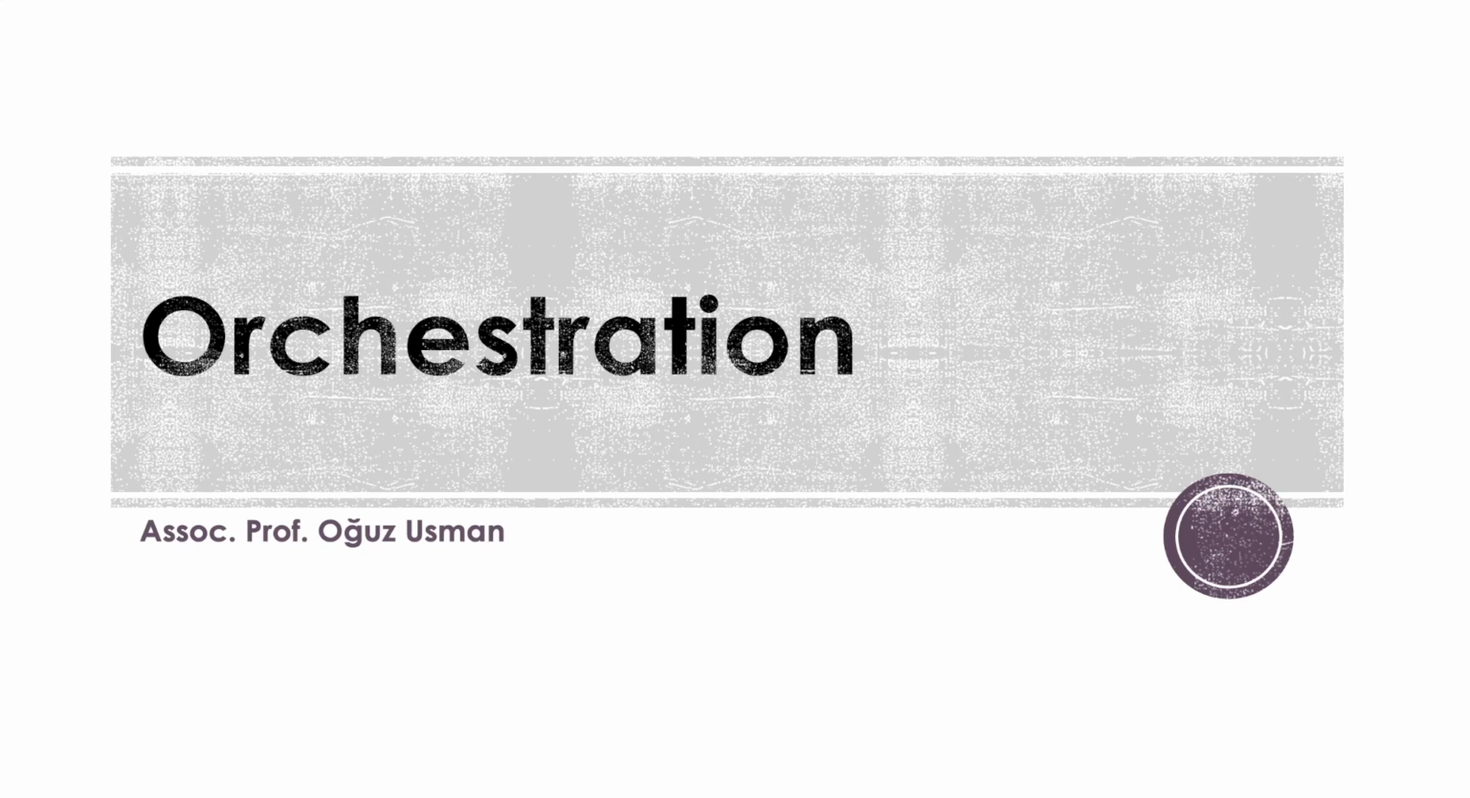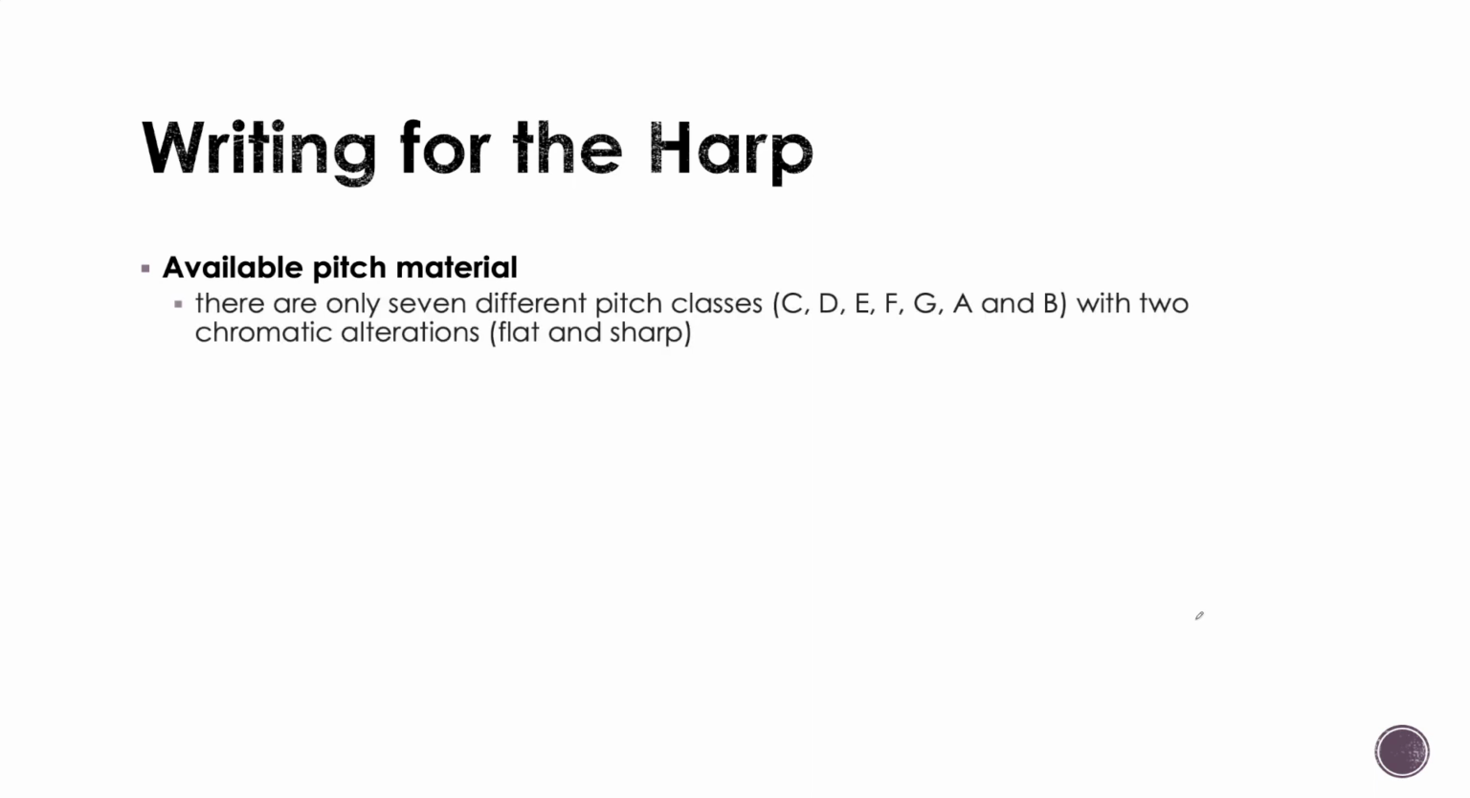Hello. In this lecture, we are going to talk about the harp. If you write for the harp, you have to take the following points into consideration. First, available pitch material. On the harp, there are only 7 different pitch classes, which are C, D, E, F, G, A, and B, with 2 chromatic alterations, which are flat and sharp. That means each of the pitches can be either flat or natural or sharp.